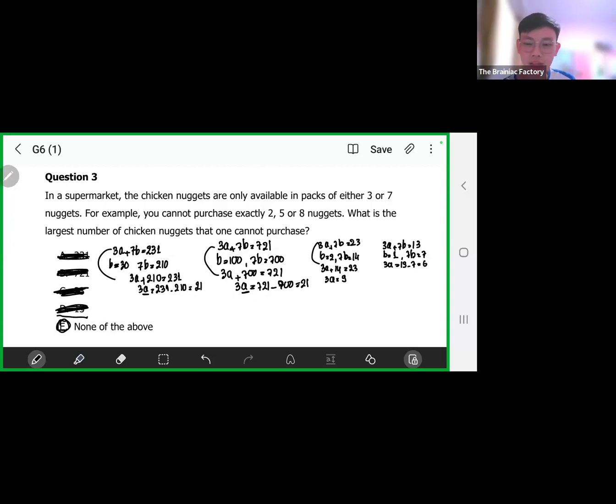Like trying to see if it is divisible by 3 or 7. It's shorter than trying to find whether it is divisible by either 2, 5, or 8. That would be longer, and we would rather have the shorter answer. So that's why I chose this solution. Okay.